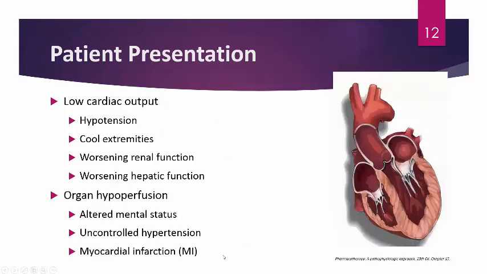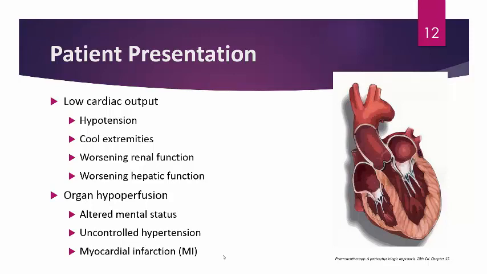Certain patients may also present with low cardiac output. And this can manifest as hypotension, cool extremities, because essentially the heart is not pumping blood forward as well, and as a result may not be getting warm blood to the extremities, and that's why the extremities are cool. If you have patients with low cardiac output, they also may present with worsening renal function and worsening hepatic function as a result of patients not getting blood to those vital organs.